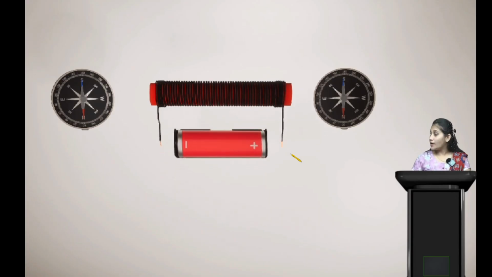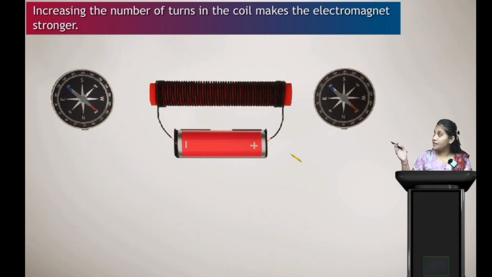See, here what happened? We have shortened the insulated wire and we have connected the battery almost nearer to this insulated wire, isn't it? It is said that increasing the number of turns in the coil makes the electromagnet stronger. In the previous case, what was that? We had a number of turns in the coil, but as compared to now, it was a lesser number of turns in the coil.